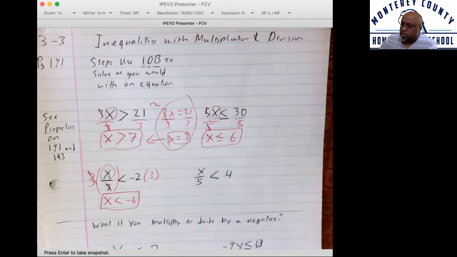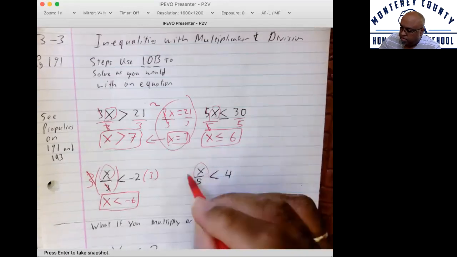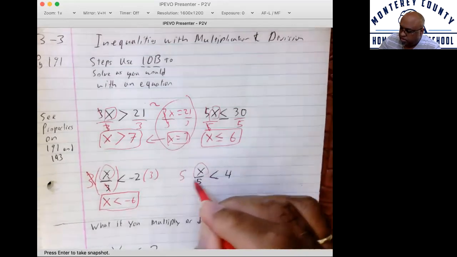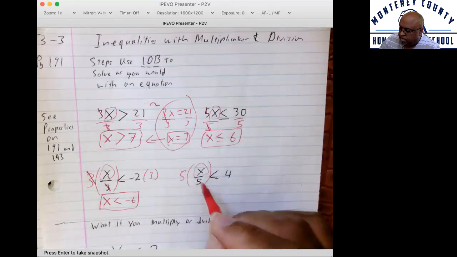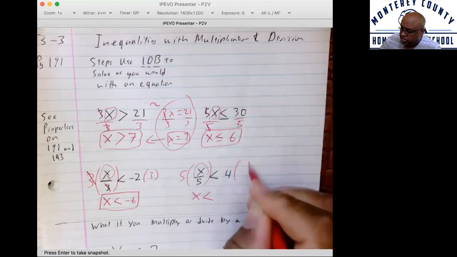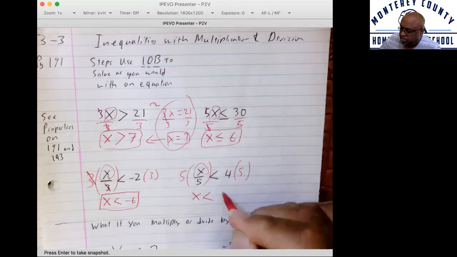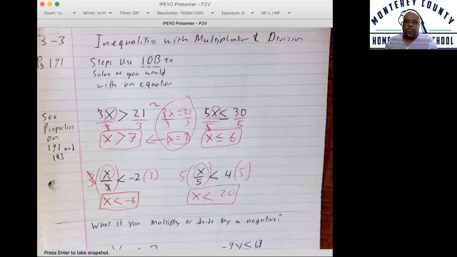All right, continuing on, let's do this one. Isolate the variable, opposite operation, multiply times 5. 5 multiply removes 5 divide, so that would be x. Multiply the other side by 5, 4 times 5 is 20. Okay, so in most cases, it's fairly simple.